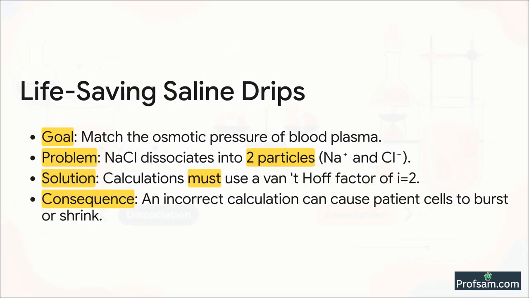You see, for a saline drip to be safe for a patient, its osmotic pressure must perfectly match the osmotic pressure of our blood plasma. This is to make sure our red blood cells don't burst or shrink. And this calculation is correct only if we account for the fact that NaCl dissociates into two particles. That is, by using a Van 't Hoff factor i equals 2. If we didn't do this, the solution would be completely wrong and could be very harmful to the patient.